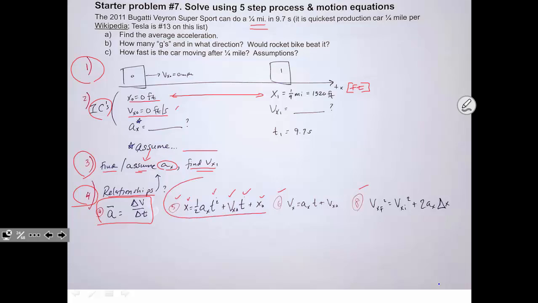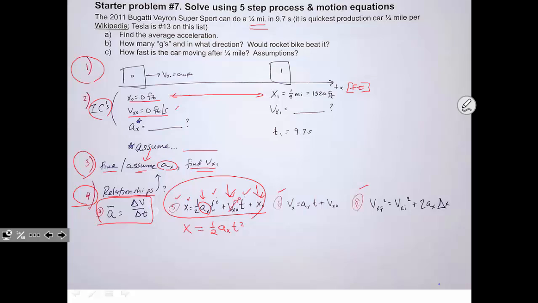Go back up to what we wrote next to our point of interest number 1, and we actually know that x1 equals a quarter of a mile. Now we're going to plug that in. Of course, we're going to use feet. So I got 1,320 feet equals 1/2 a_x, and they gave us a time, the other thing that they gave us, times 9.7 seconds. All right. Solve for a_x. So I'm going to divide, and that's squared. Don't forget to square that. So I've got 1,320 divided by 9.7 squared times 2 to get rid of our half equals our a_x.